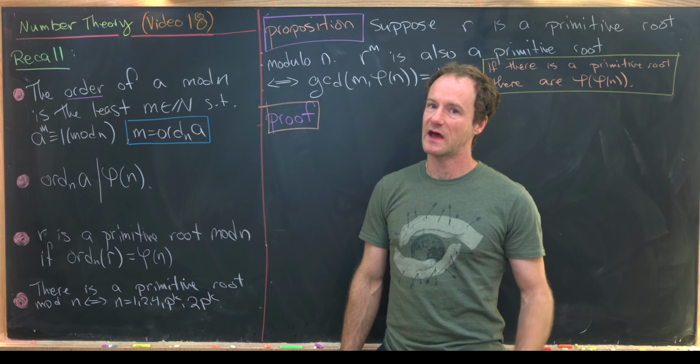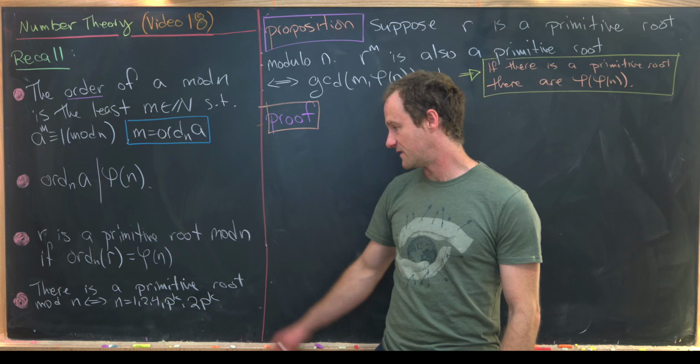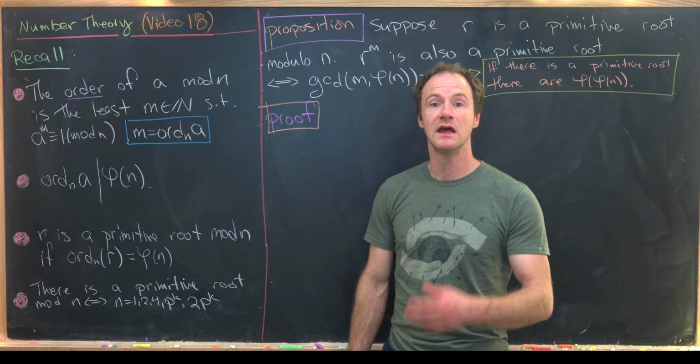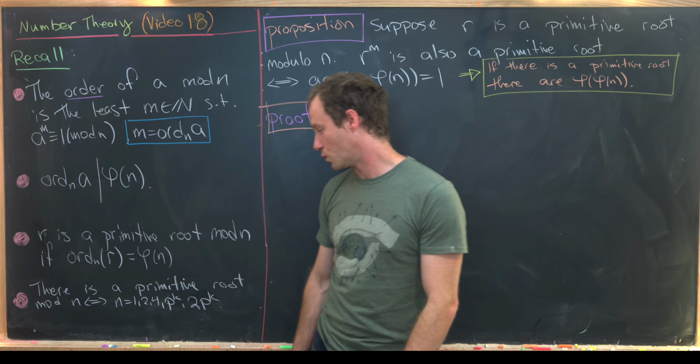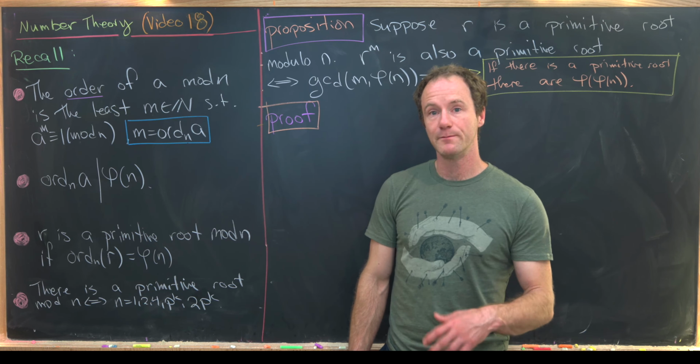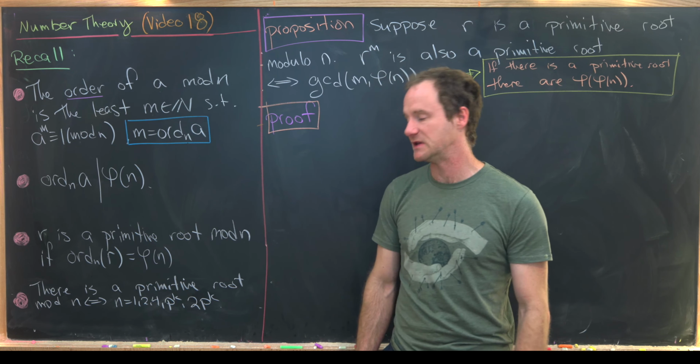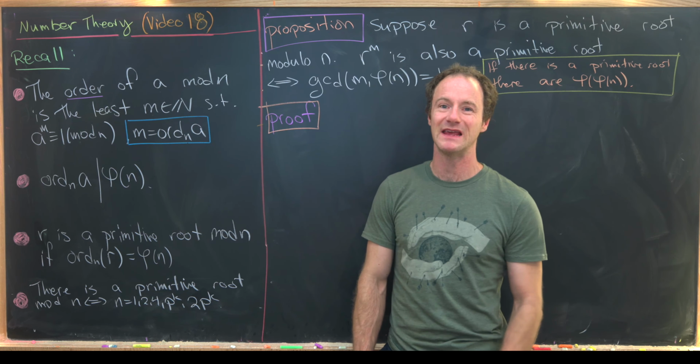And then finally, we had that big classification theorem, which said there is a primitive root mod n if and only if n is equal to 1, 2, 4, p to the k, or 2 times p to the k, where p is an odd prime. So I didn't write down here that p must be an odd prime, but that's an important part of that theorem.